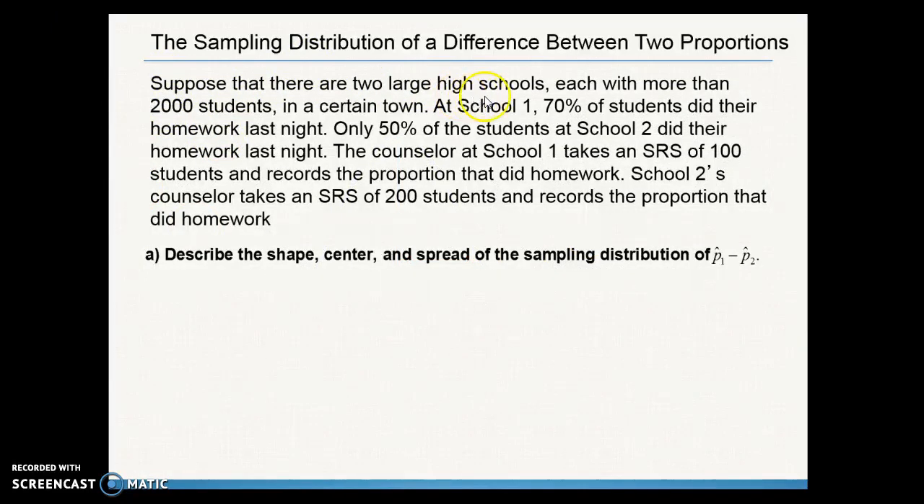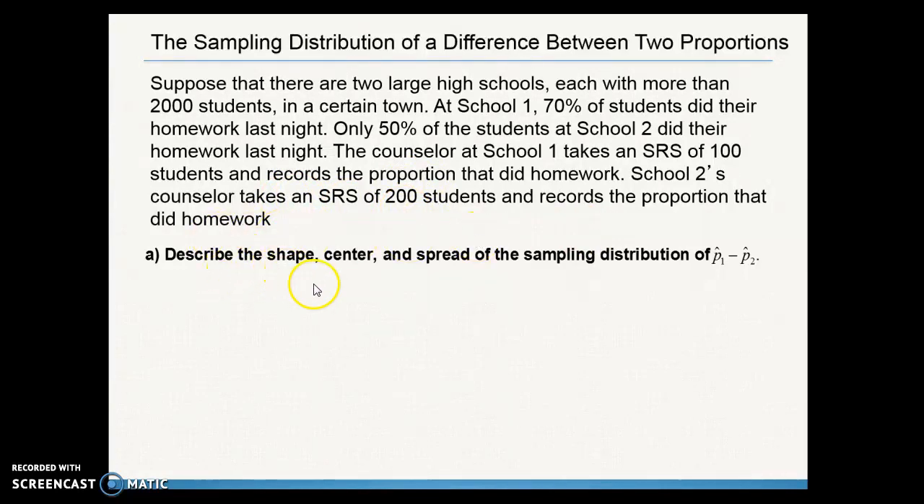Let's suppose that there are two large high schools, each with more than 2,000 students in a certain town. At school 1, 70% did their homework, and at school 2, 50% did their homework. So that's what they know. That's the population proportion. The counselor at school 1 takes a simple random sample of 100 students and records the proportion that did their homework. School 2 takes a simple random sample of 200 students and records the proportion that did their homework.